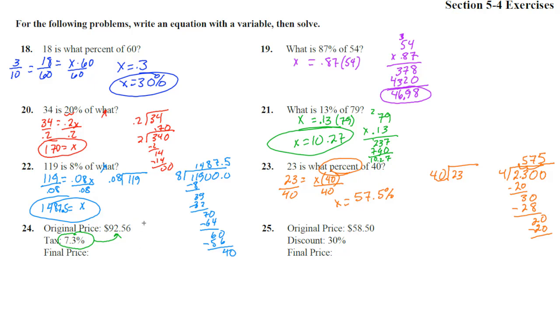So that's 92.56 times 0.073. Yeah, not 0.73, that'd be 73%. So 3 times 6 is 18. 3 times 5 is 15, plus 1 is 16. 3 times 2 is 6, plus 1 is 7. 3 times 9 is 27.